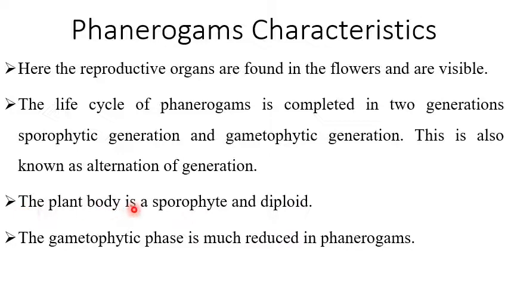The plant body is sporophytic in nature and it is always diploid. The gametophytic phase is much reduced in phanerogams. So the gametophytic phase is much reduced, with a small time span, but the sporophytic generation has the biggest lifespan, and due to this biggest lifespan, the sporophytic generation is called the dominant generation, and the plant body itself is called the sporophyte.